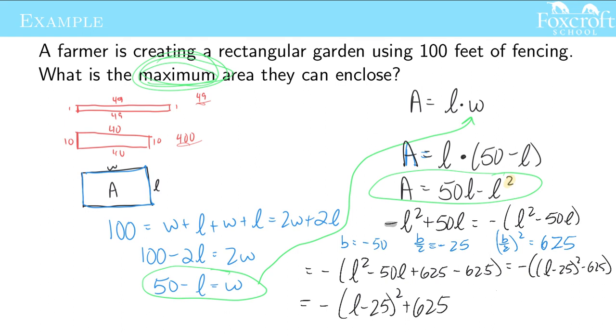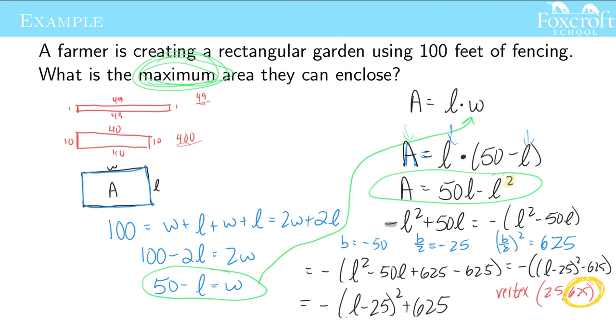So all that tells me my vertex is positive 25, 625. And if we think about what our x value is, our input going in is our L value. So that tells me my length should be 25. The thing I'm getting out is my area. So the maximum area I'm going to get is the y value there, 625.